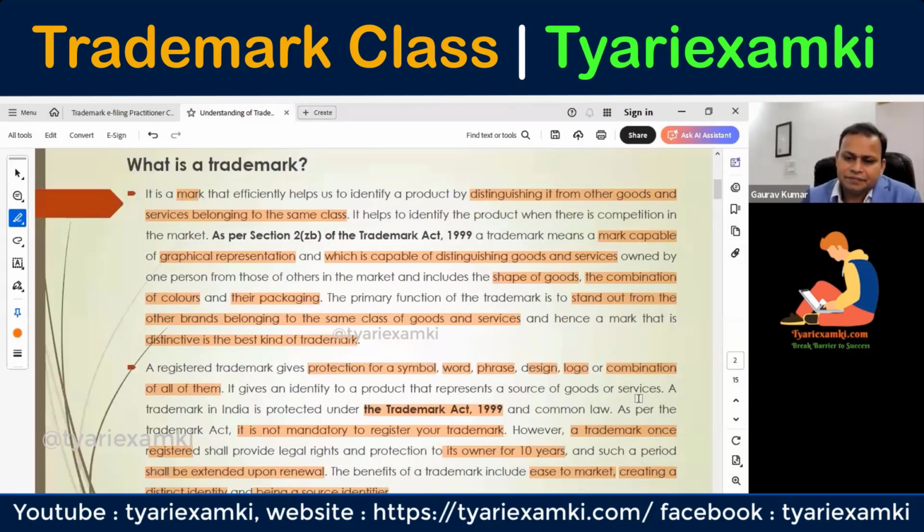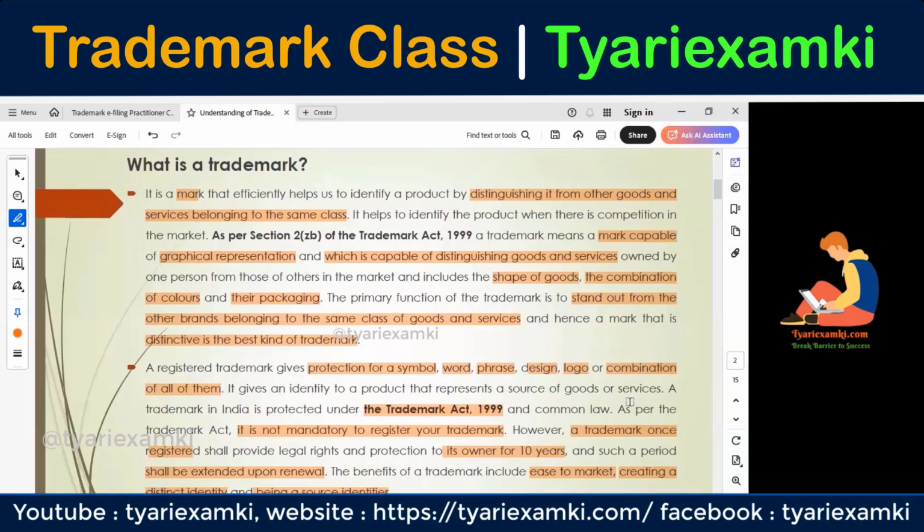Any query from this slide? Understanding of trademark? No, sir.